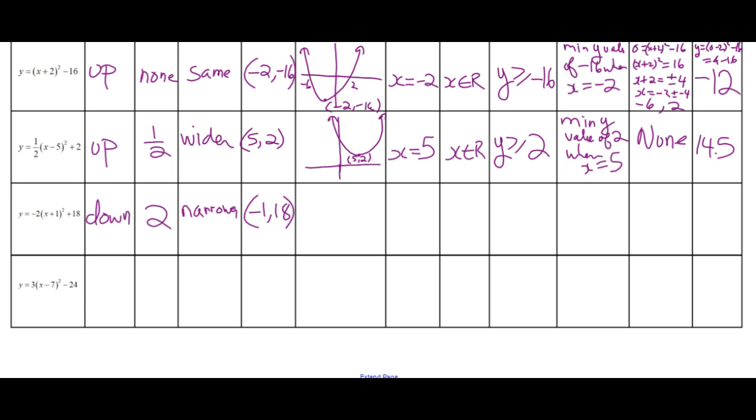Sketch -1, 18. Opens down and is narrower. Axis of symmetry, equation thereof. -1. Okay, when you do it, make sure you write it as an equation, right? X equals, don't just write down -1, because that will result in -1 marks. No, 0 marks.